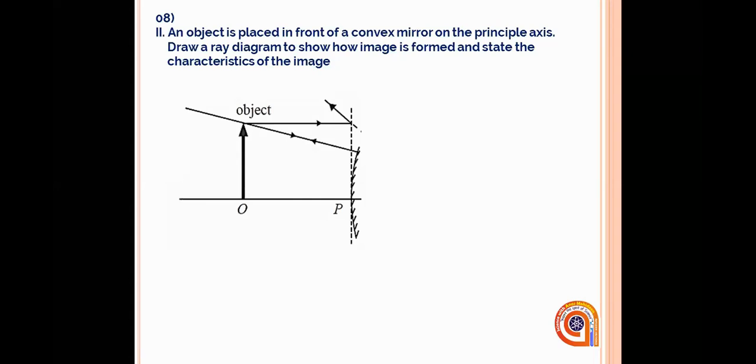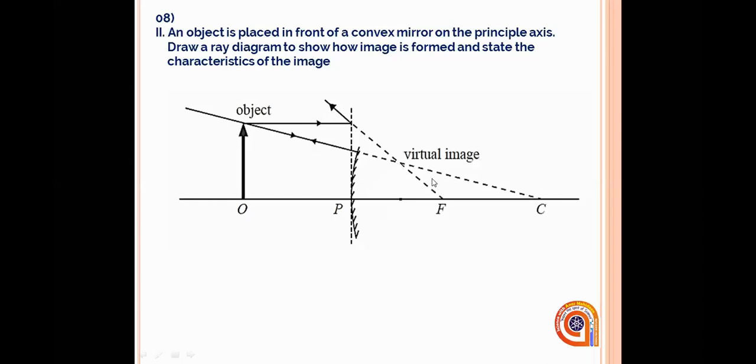So you see, the object is kept in front of the convex mirror. I take one ray from the top of the object, which moves away, and the other also towards the center of curvature. I complete that: towards the center of curvature, it goes this way to the point C, and the first ray comes towards the focal point. Both of these are behind the mirror, so they are virtual.